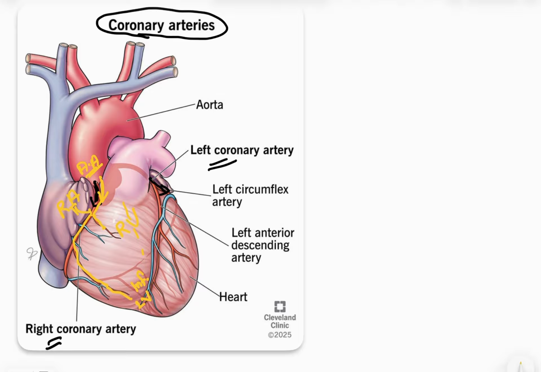Coming back to the right coronary artery. The right coronary artery supplies blood to the right atrium. It's very easy to remember. It supplies blood to the right ventricle here, and it also supplies blood to the inferior portion of the left ventricle. You can see this branch coming from the right artery to the inferior portion of the left ventricle, and it also supplies the septum here.